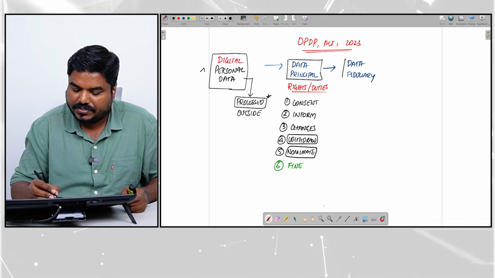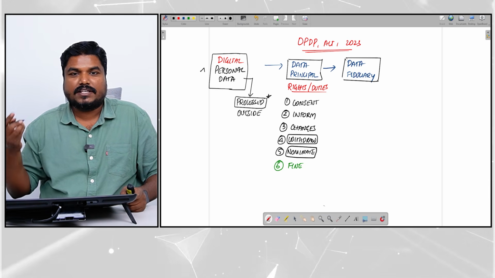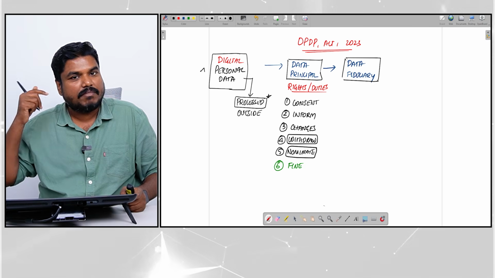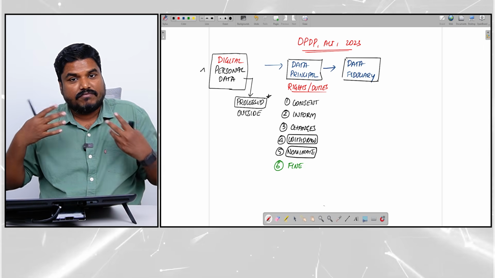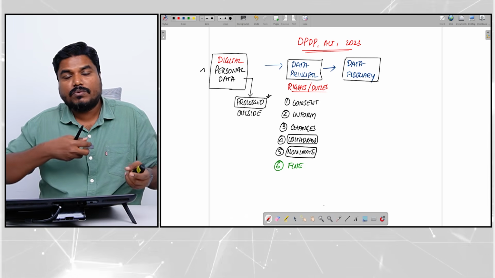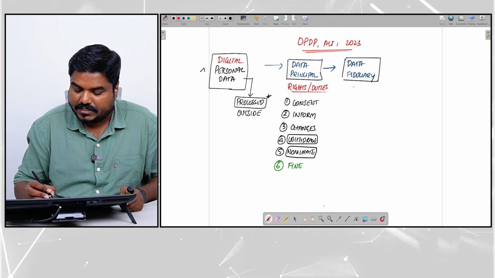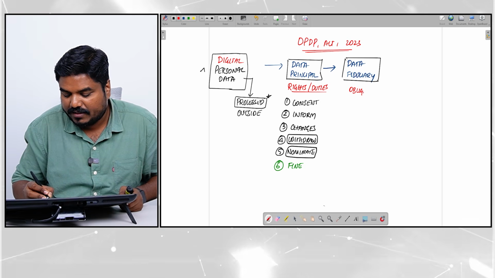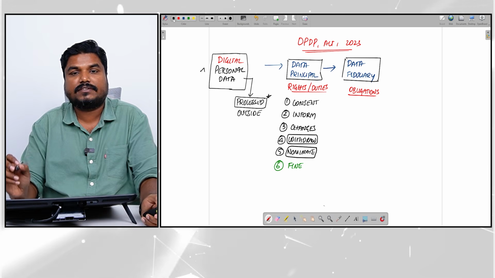So who is the data fiduciary? The one who is getting my data. Swiggy is a data fiduciary. IOB Bank is a data fiduciary. My college is a data fiduciary. My organization where I work, that is a data fiduciary. The one who is getting my data is called a data fiduciary. There are some obligations to this data fiduciary.